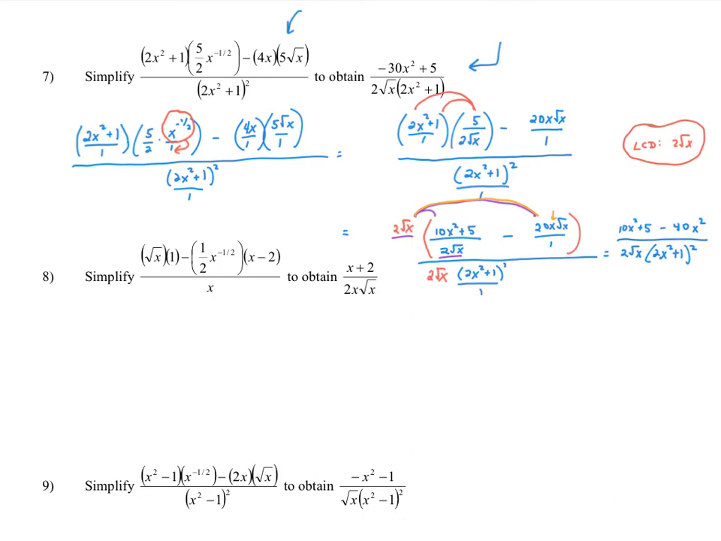Finally, we can combine like terms in the numerator to get what we want. Boom! There it is. Finally, I just noticed that there's a mistake in the study packet. So where it says to obtain, make sure that you put a squared right here.